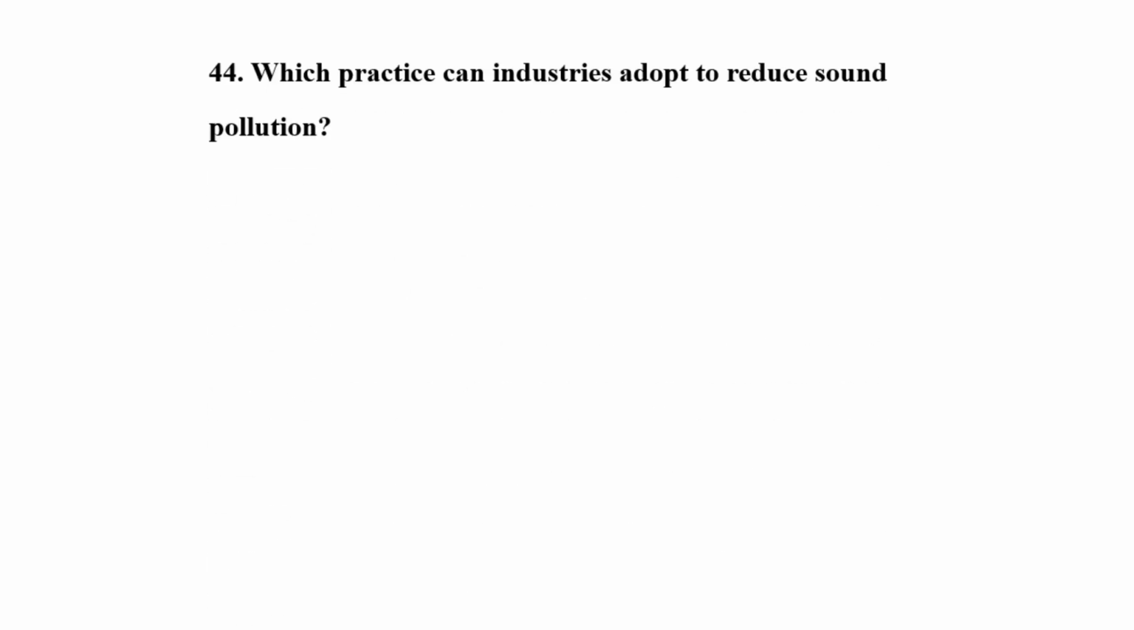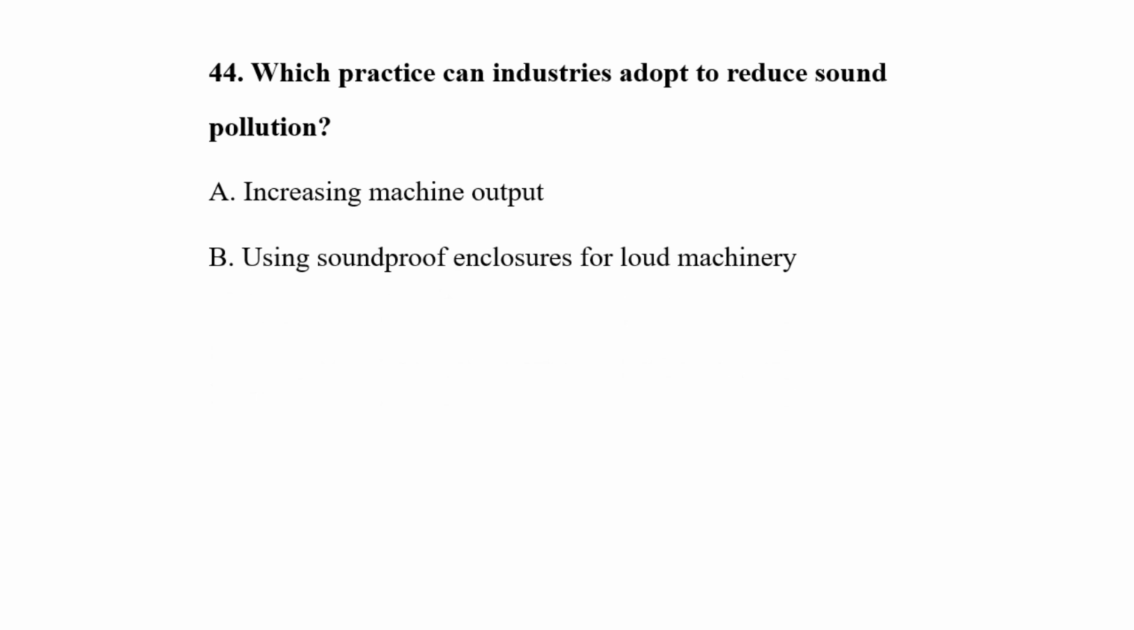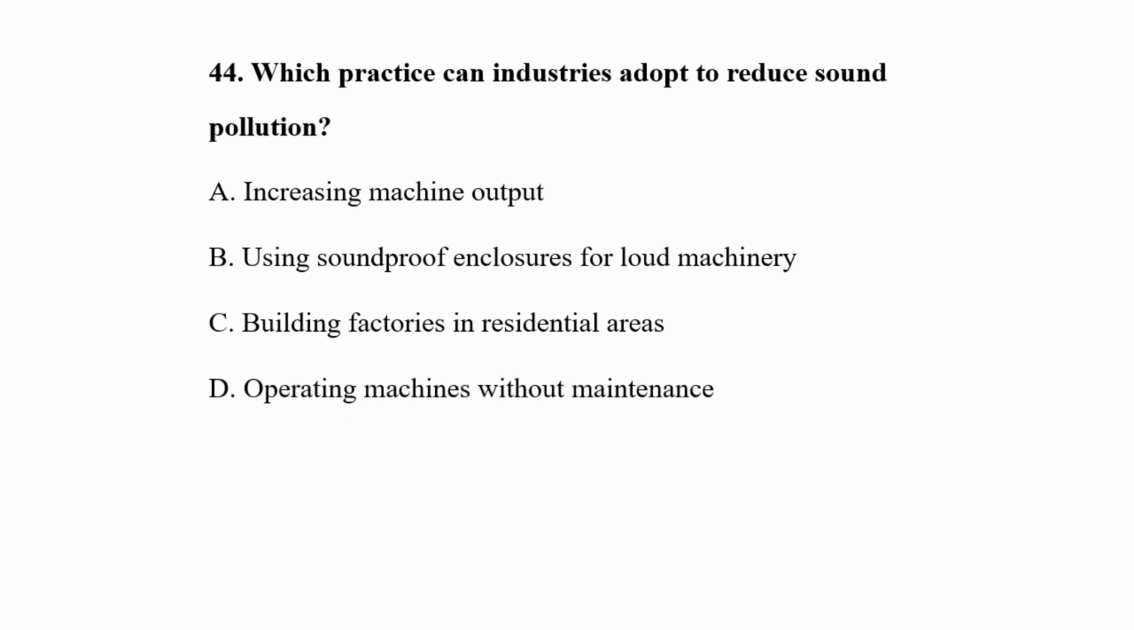Question number 44. Which practice can industries adopt to reduce sound pollution? A. Increasing machine output. B. Using soundproof enclosures for loud machinery. C. Building factories in residential areas. D. Operating machines without maintenance.